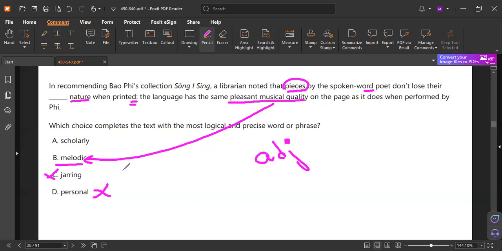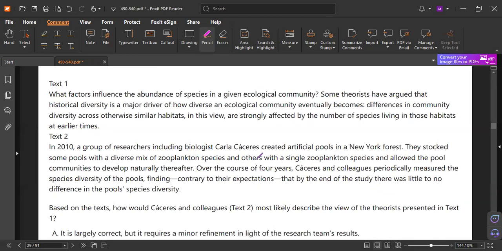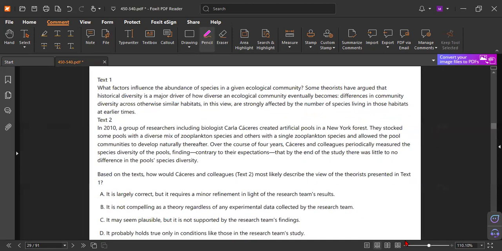So always expected answers: one opposite to the content, one not related to the topic, one weak, and one specific. It depends on the speaker. Let's try the next. Did you answer this one at home? No. Let's try it. That means I'm going to find in text one the view of the theorist. And then we'll find what did they mention.